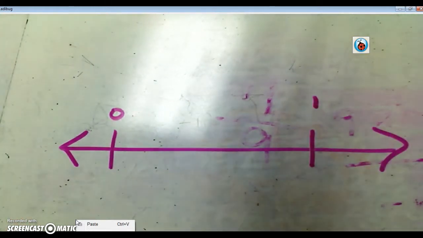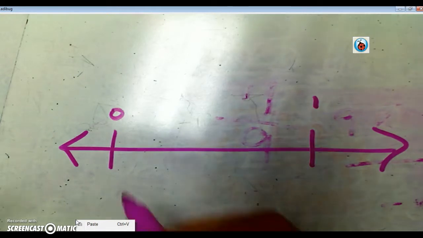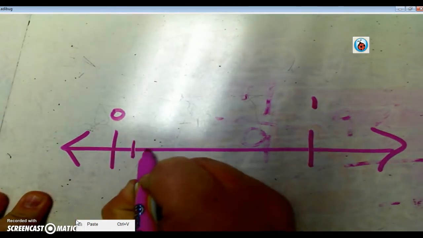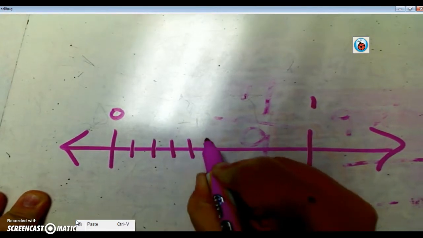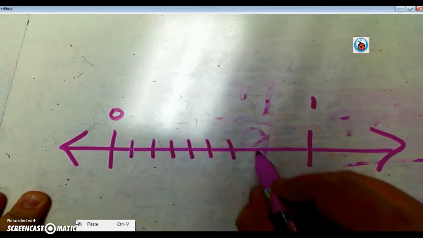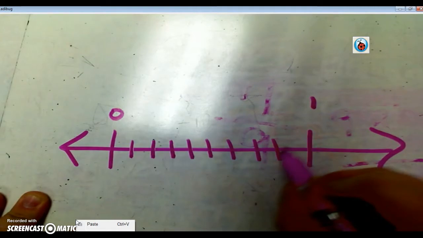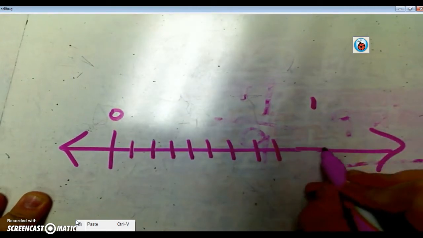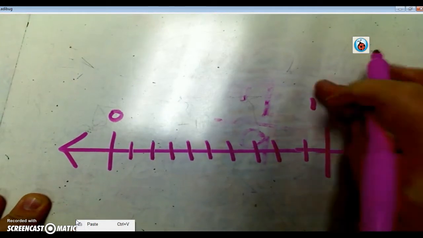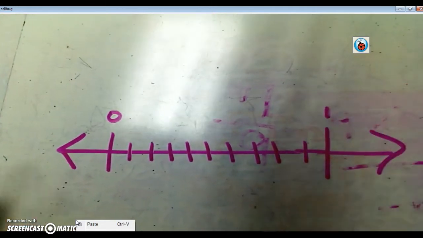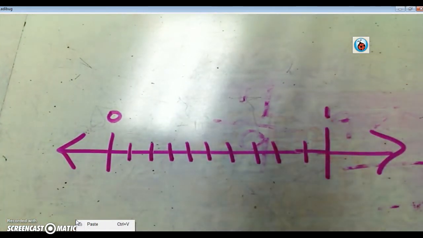If I'm breaking this number line into tenths, I'm going to have 9 little dashes. So here would be 1 tenth, 2 tenths, 3 tenths, 4 tenths, 5 tenths, 6 tenths, 7 tenths, 8 tenths. I'm going to move this down just a hair. 9 tenths. Here's 10 tenths, which is equivalent to or equal to 1.